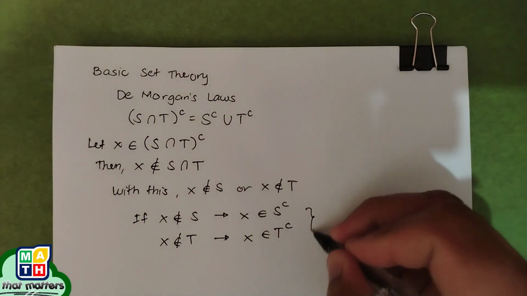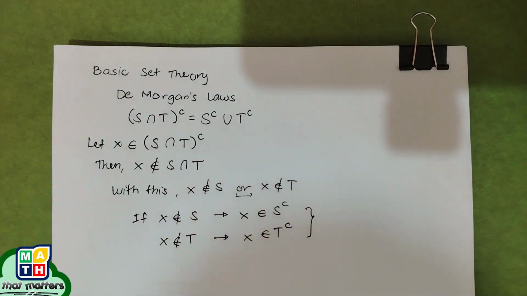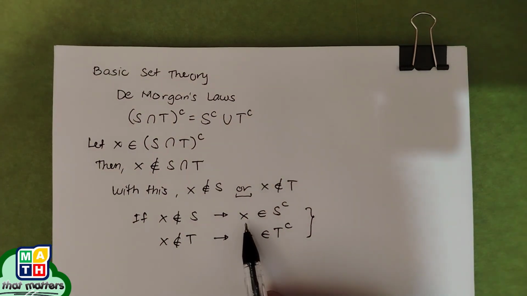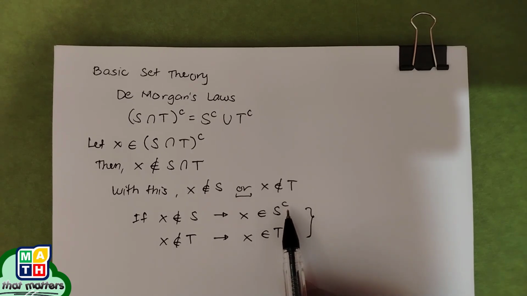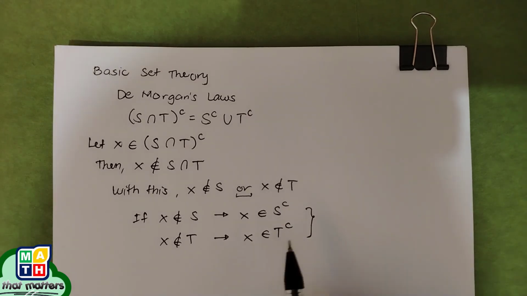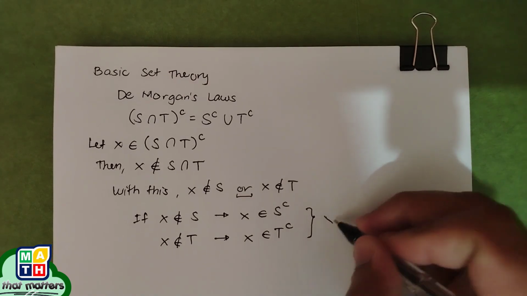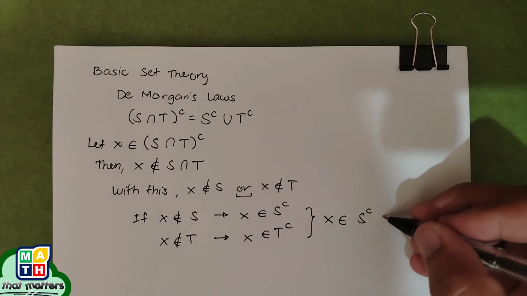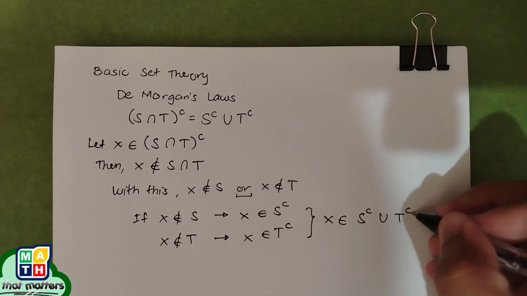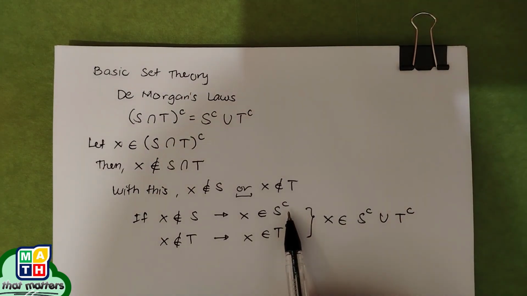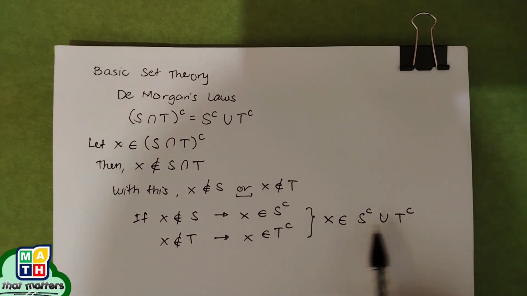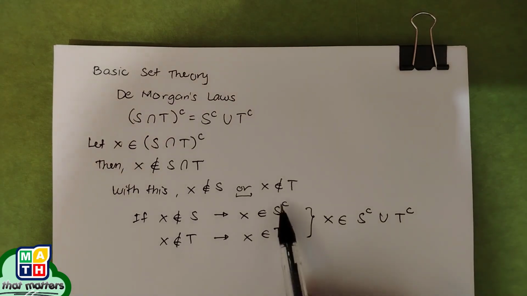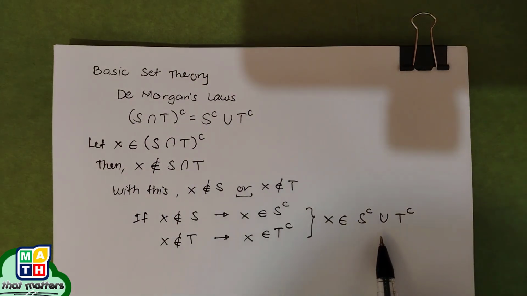Now with these two, and the idea of or being the keyword for union, we can now say that if it's an element of the complement of S, or it's an element of the complement of T, we can deduce that x is an element of the union of both complements. Okay? Because if it's an element of the complement of S, it's also an element of the union. If it's just an element of this, it should also be an element of the union. If it's an element of both, much more, it's an element of the union.